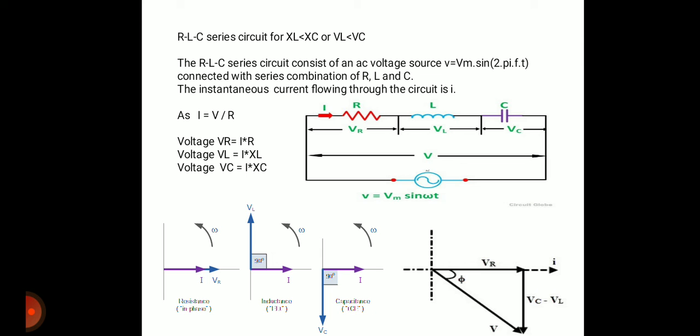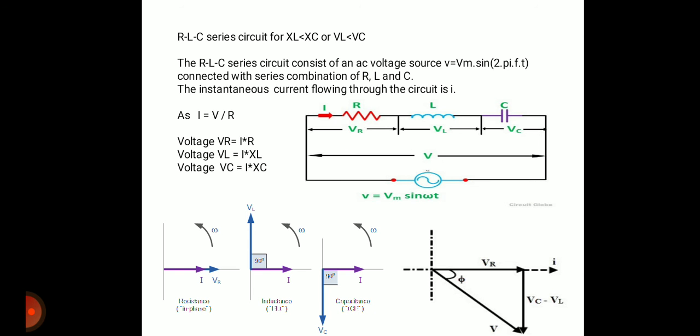In the resultant phasor diagram, you can see on the reference axis there is VR, or voltage across the resistor, there is a current which is common in all the components, and on the negative y-axis there is VC minus VL. Why VC minus VL? Because VC is larger than VL, as given in the criteria that VL is less than VC. So voltage VL is less than VC, or VC is greater than VL.